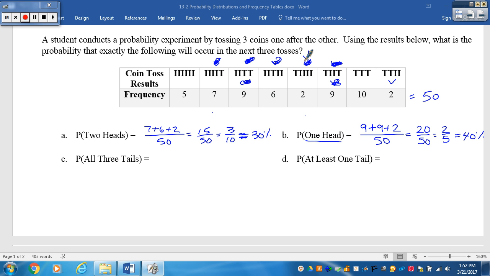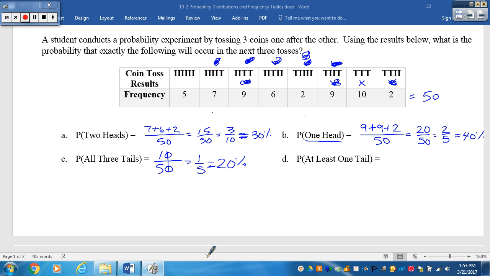Looking at the next one here, all 3 are tails. Well, if I go along, no, no, no, no, no, no, yes, no. Okay, so all three are tails. I only have one of those. And so in the end, if I reduce that down, you get 20% chance of getting all three flips as tails. Okay. The last one, at least one tail.